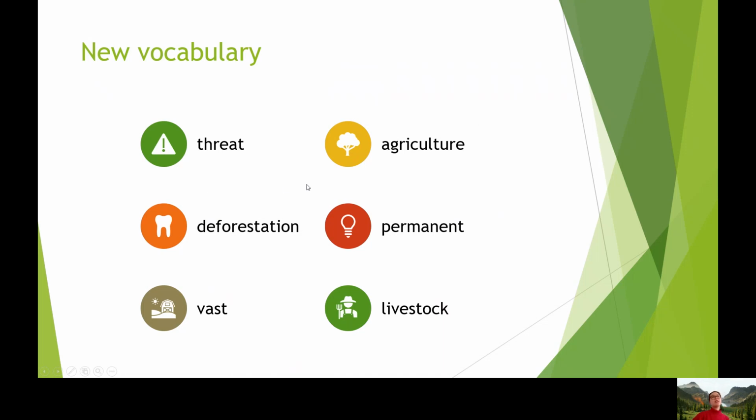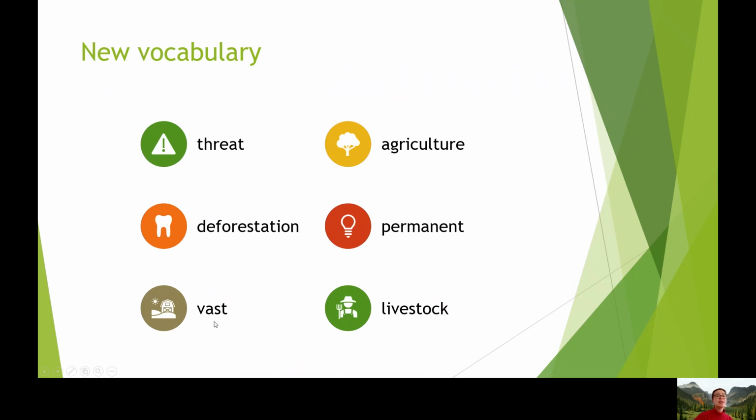Deforestation. Deforestation is simply removing trees. So it's got the prefix de, which means to undo something. And so to deforest something is to cut down trees. Permanent. Permanent is the opposite of temporary. When something is permanent, it's forever. So a lot of this deforestation is causing permanent damage to the world.